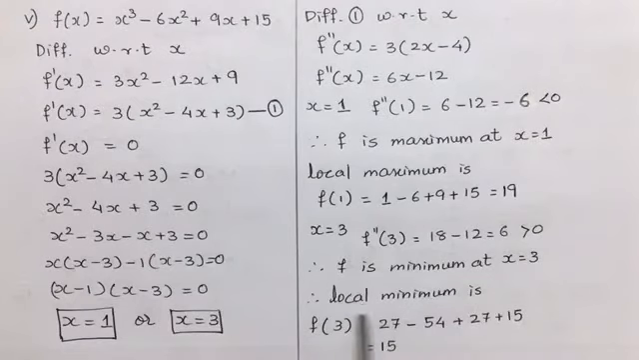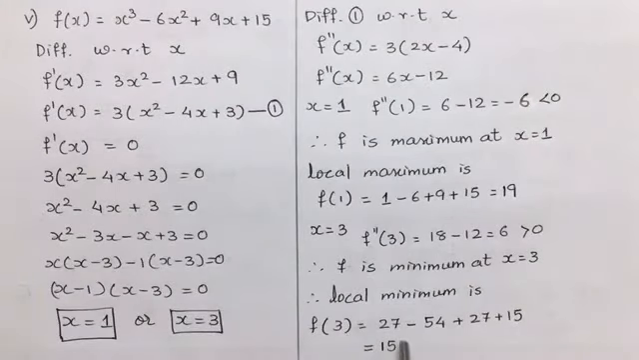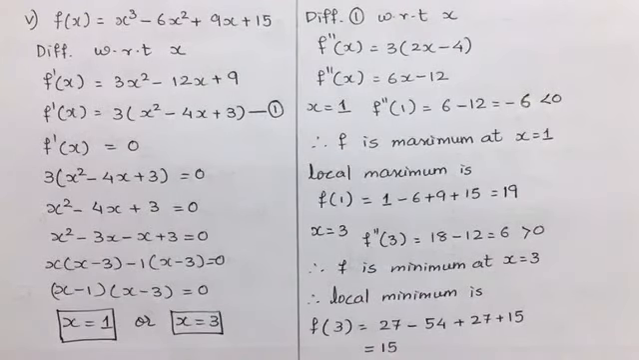Therefore the local minimum value will be found by keeping the value of x equal to 3 in f. So keeping that value, we got 27 minus 54 plus 27 plus 15. Calculating this, we get the answer as local minimum 15. So this is how local maximum and minimum are calculated by knowing the value of x.